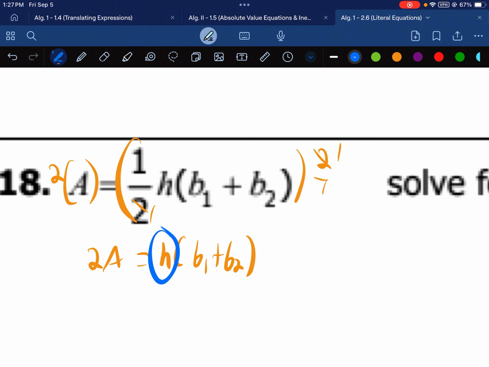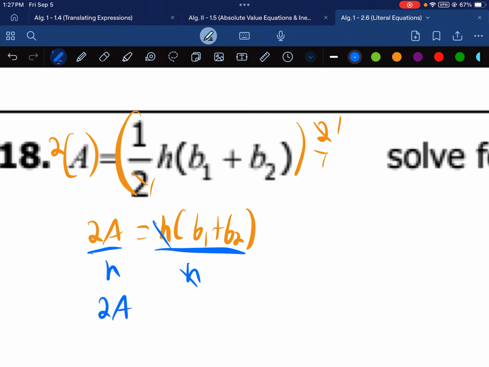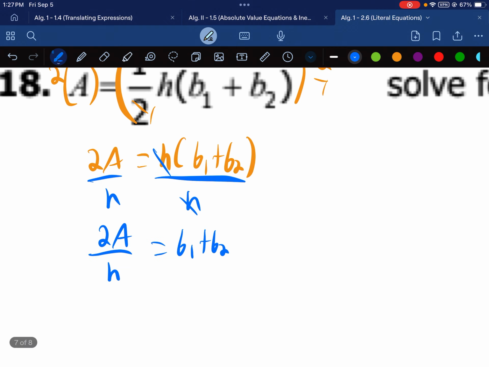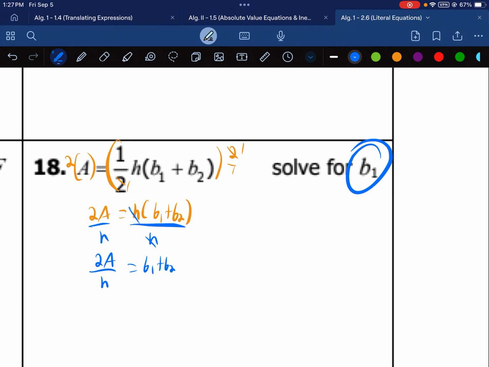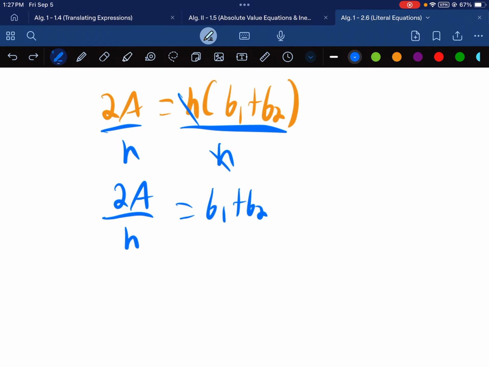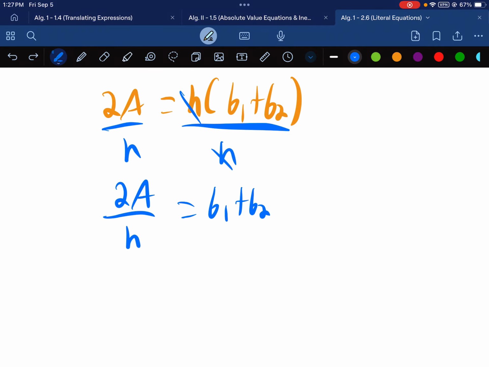Now I have to undo this multiplication of h, so I'm going to divide by h on both sides. And the h's reduce, and I get 2A over h equals b1 plus b2. If you distributed h, that's okay. You'll just have to undo that work later, though. Now I'm supposed to solve for b1, I should specify, b1. And so b1 is being added with b2, so I'm going to subtract b2.